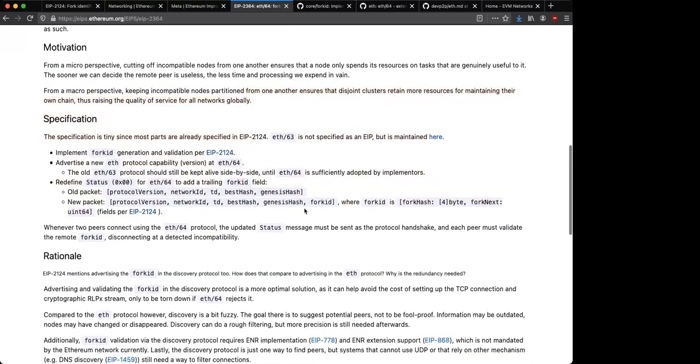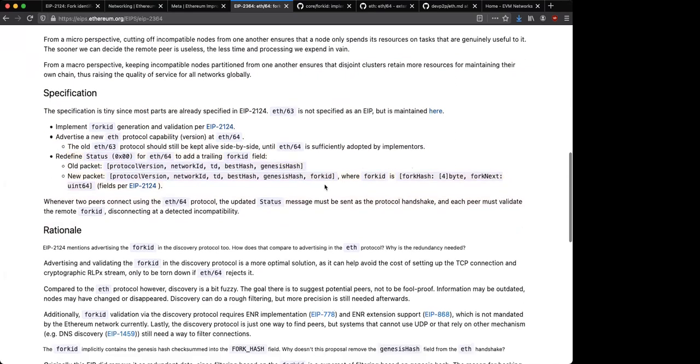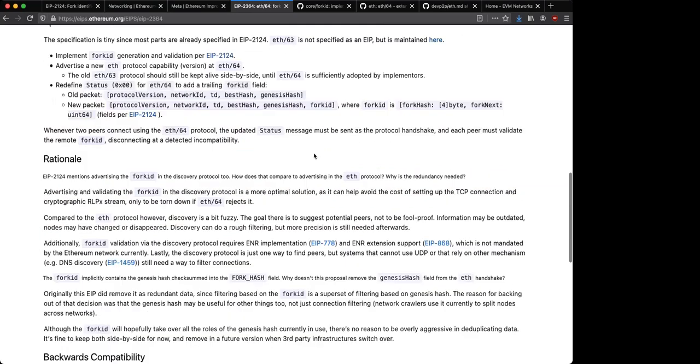So you can see it here. The specification is not very long, and basically what happens here is that you have the fork ID generation and validation, which you need to implement in order to make this EIP work. You need to add the version number 64 to the ETH protocol. And then the status message is changed to include the additional fork ID. And then the idea is that when the status message is received on both sides, they must both validate the remote fork ID and disconnect if it is incompatible.